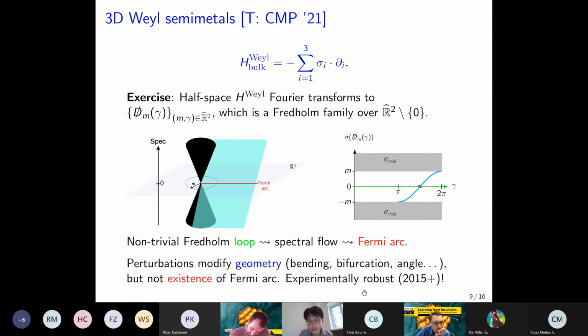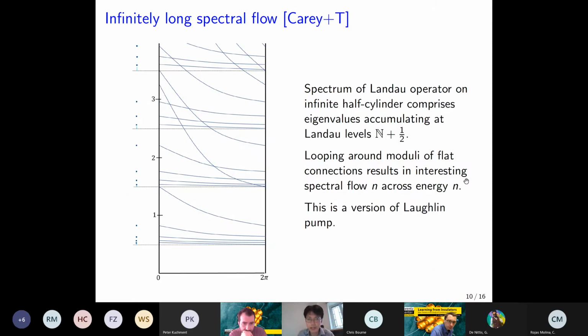And this is why when people try to find the experiments for which the model is quite naive, they're able to succeed because you don't have to be very precise about these things, and you can still find the Fermi arc. Okay. And this is the power of the topological argument. Okay. Maybe I'll skip this slide. This is just another example where the usual Laughlin argument is actually an example of spectral flow, in a sense which you can make precise.